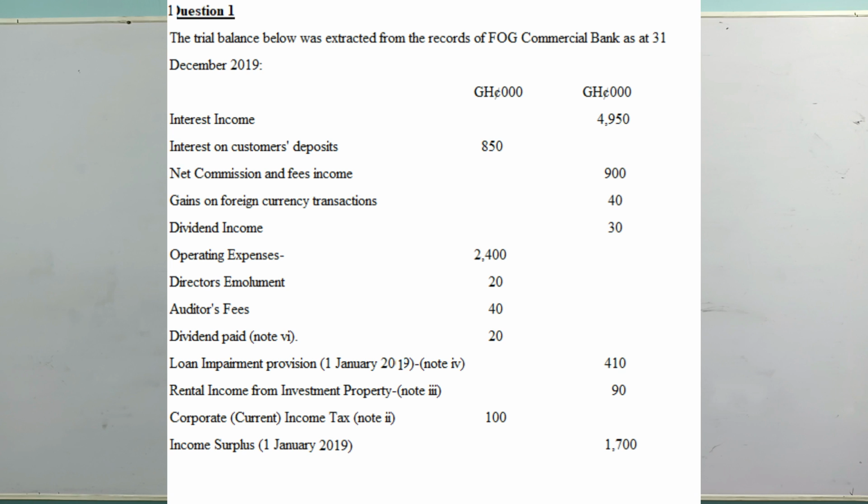The trial balance below was extracted from the records of FOG Commercial Bank as at 31st December 2019. So you have your currency as Ghana cedis and you have 3 zeros up for both the debit and the credit side. So the items on the trial balance: interest income is 4,950, meaning that is 4.950 million. That is what it means because there are 3 zeros up. But I'm going to ignore the 3 zeros and just read them as they are.